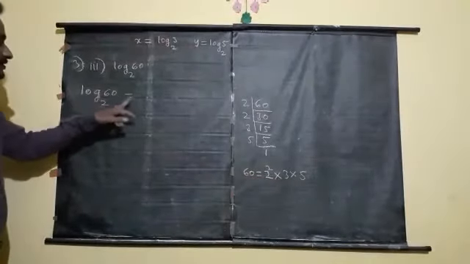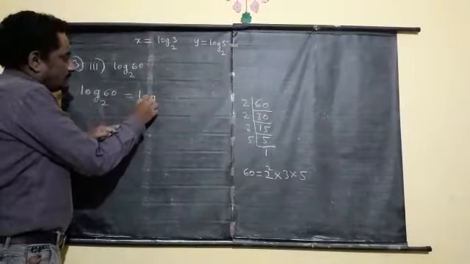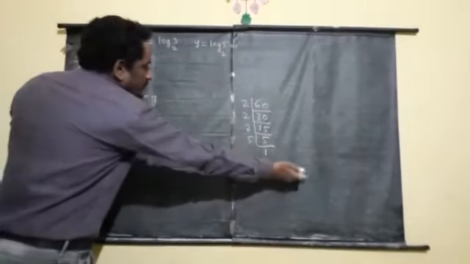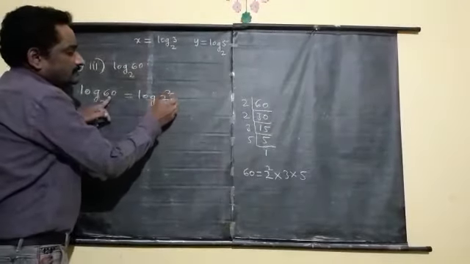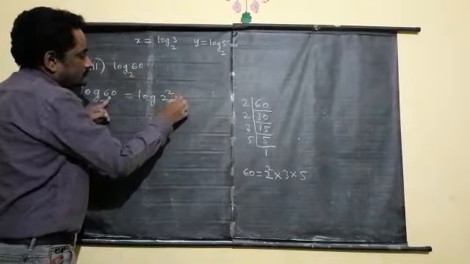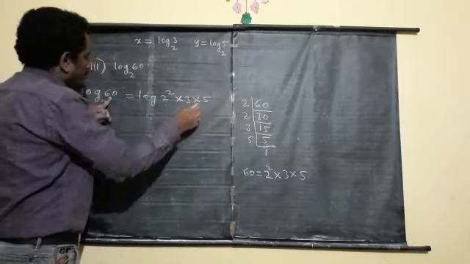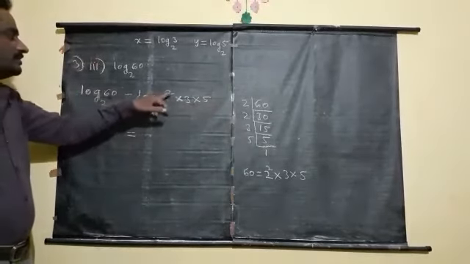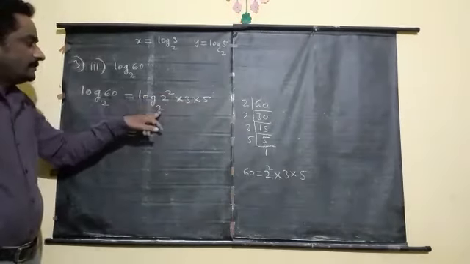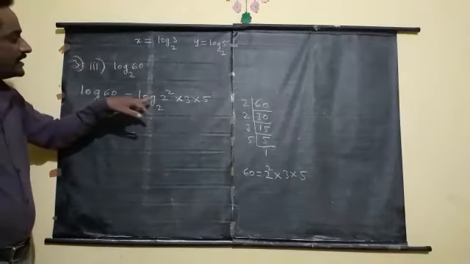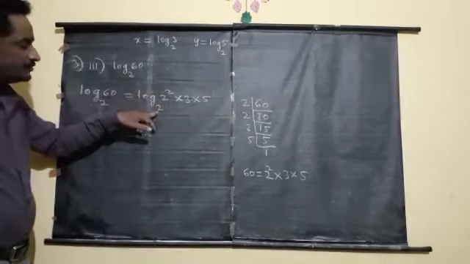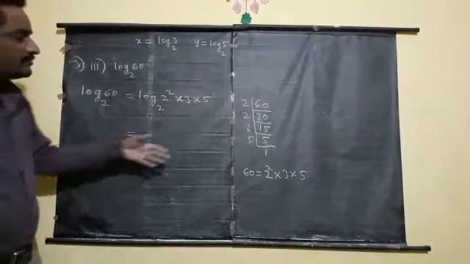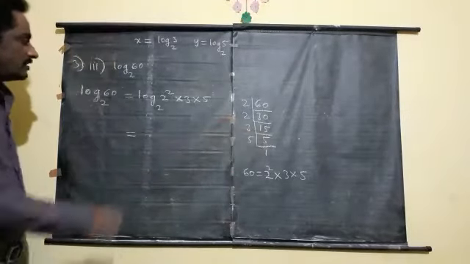Now log 60 base 2 is equal to log, and in place of 60 we can write this prime factorization, 2 square into 3 into 5, with base 2. Now log of 2 square into 3 into 5 base 2, we can write in the expanded form: log 2 square base 2 plus log 3 base 2 plus log 5 base 2. According to which formula do I write this? Log xy is equal to log x plus log y.